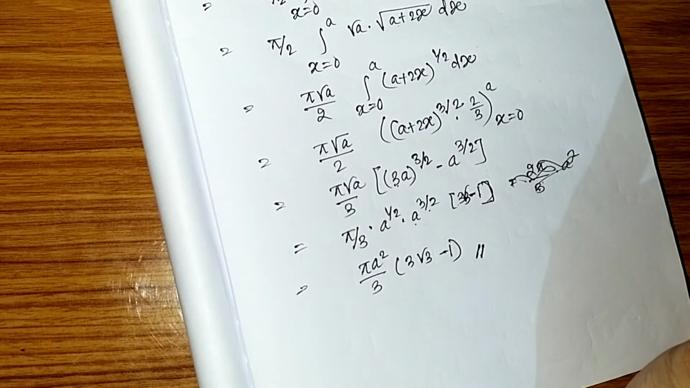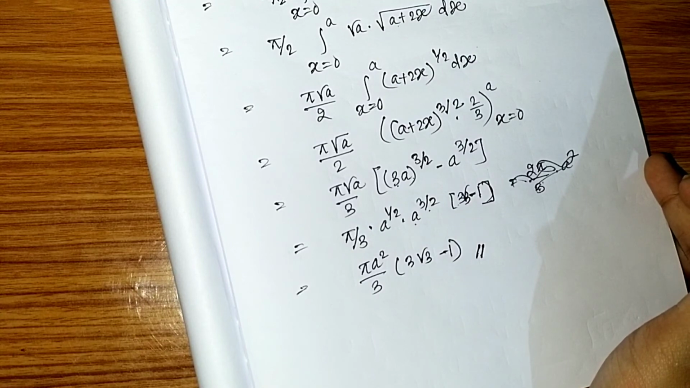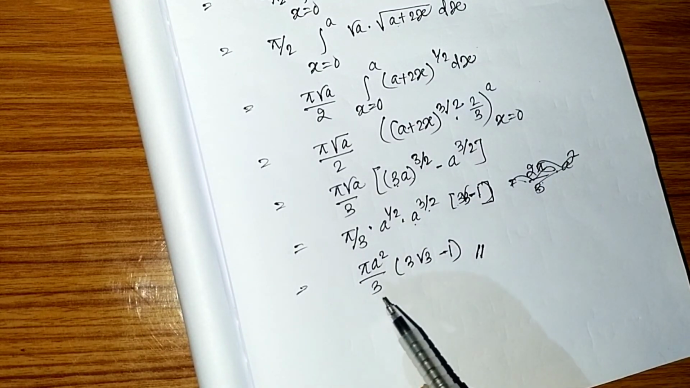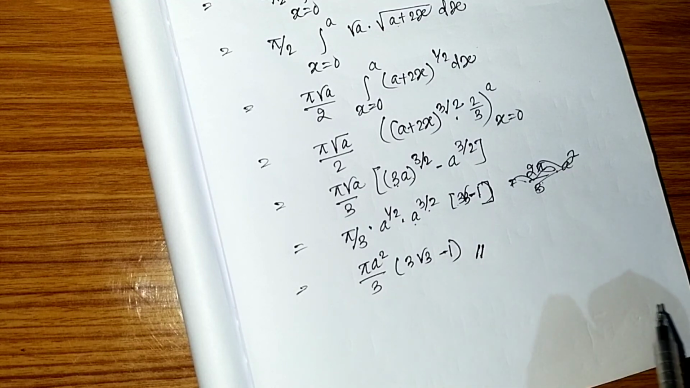So this is the value of the surface area. The surface area of the paraboloid is pi a square divided by 3 into 3 root 3 minus 1.